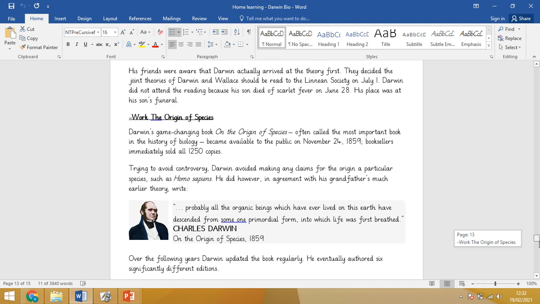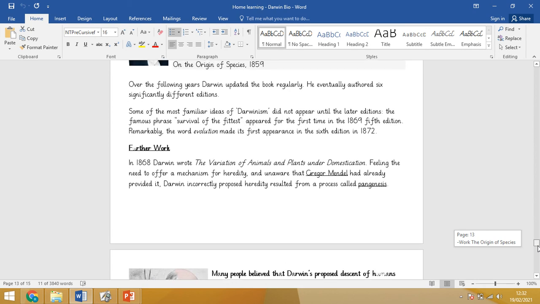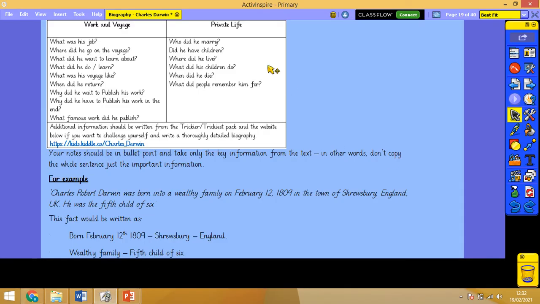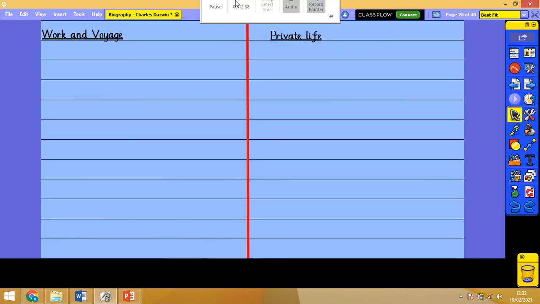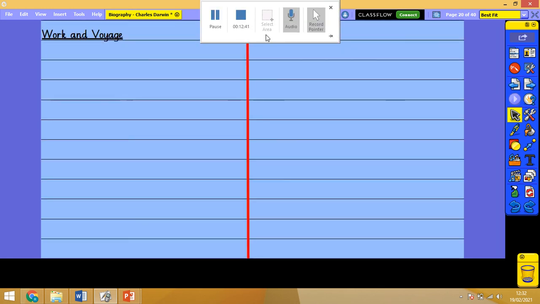Okay, so there's a little bit more information for you to read there, and then a little bit more information about his further work there. That's just a very, very brief explanation of his work. There's obviously a lot more for you to discover, so you need to take those in note form, and make sure you get plenty of detail, because tomorrow we are going to begin writing our biography. Right, we'll look at year 6 and see you tomorrow.